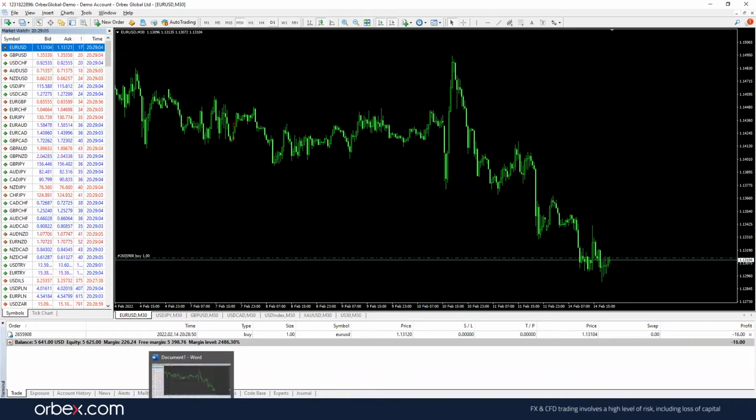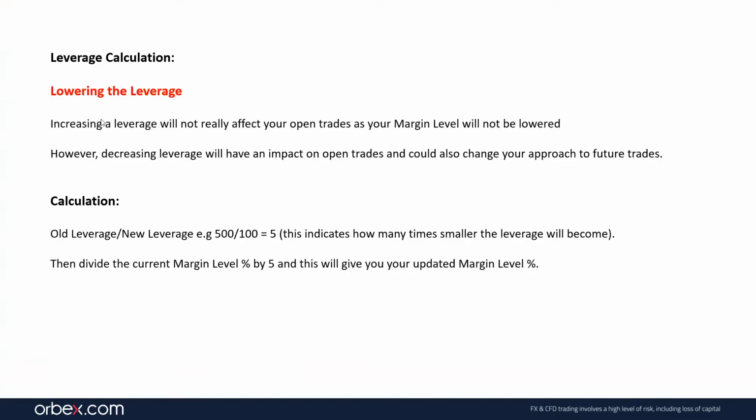Now, just another calculation I want to show you, if we want to lower the leverage on your account, because maybe you want to rewrite your portfolio, maybe you want to do a different trading strategy for whatever reason. Increasing leverage will not really affect your open positions, as your margin level will not be lowered, which is quite important. However, decreasing leverage will have an impact on open trades if you have any, and could also change your approach to future trades.